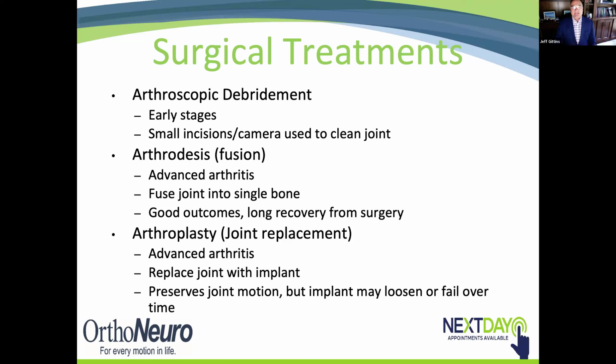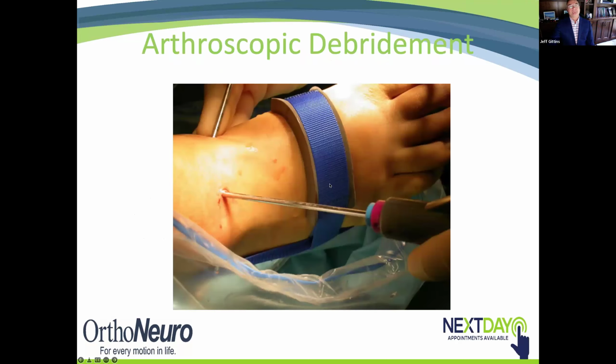When it comes to arthrodesis, or a fusion of the ankle joint, that's a time-tested fashion of taking care of arthritis. But unfortunately, with the ankle fusion, it leads to removal of the joint motion, which adds more stress to other joints around the ankle. It's used with advanced arthritis. There are good outcomes with it, with a long recovery from surgery, however. With a joint replacement for ankle arthritis, it replaces the joint with an implant. It preserves the joint motion, but the implant may loosen or fail over time.